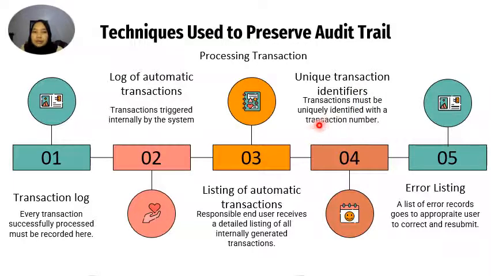As for unique transaction identifiers, each transaction processed by the system must be uniquely identified with a transaction number. This technique is applicable in real-time systems which do not use source documents. The last technique is the error listing. A list of error records goes to appropriate users to correct and for resubmission.